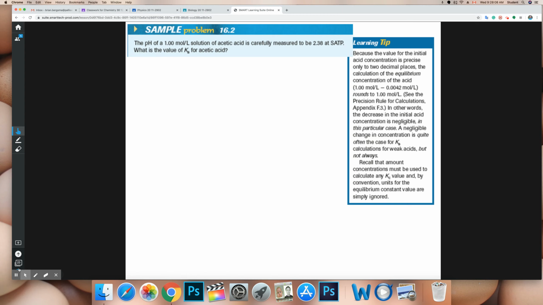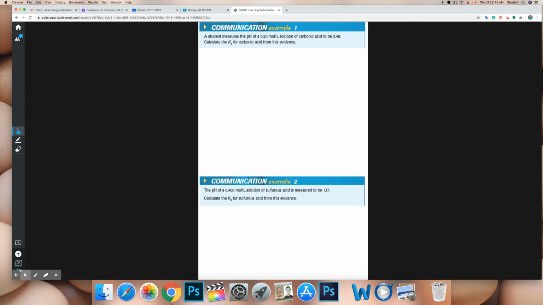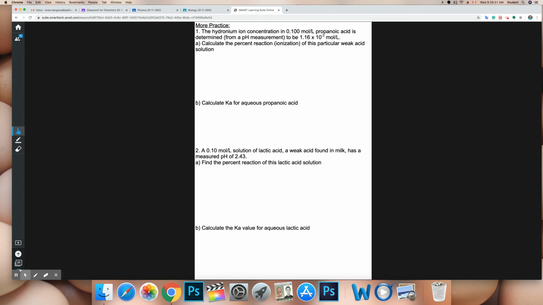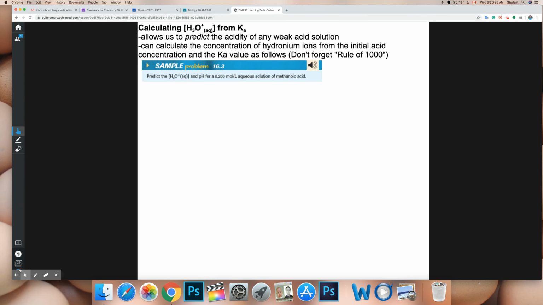But I didn't want to do them twice when you can just look them up in your book. And these are some more. This is on page 739. Both of these examples, I'll do all of these examples on the next video for you.